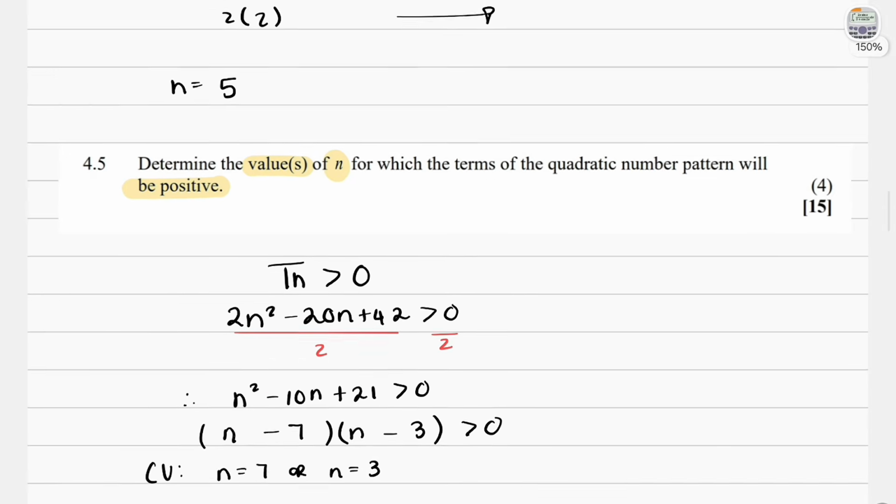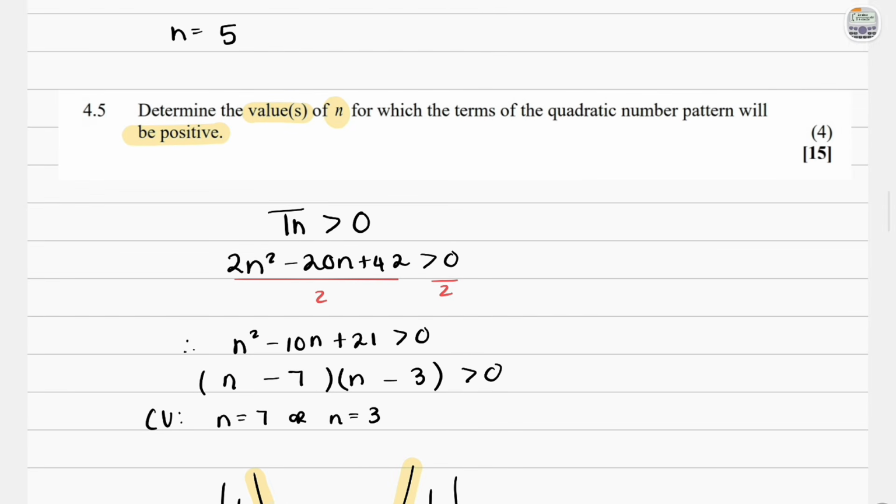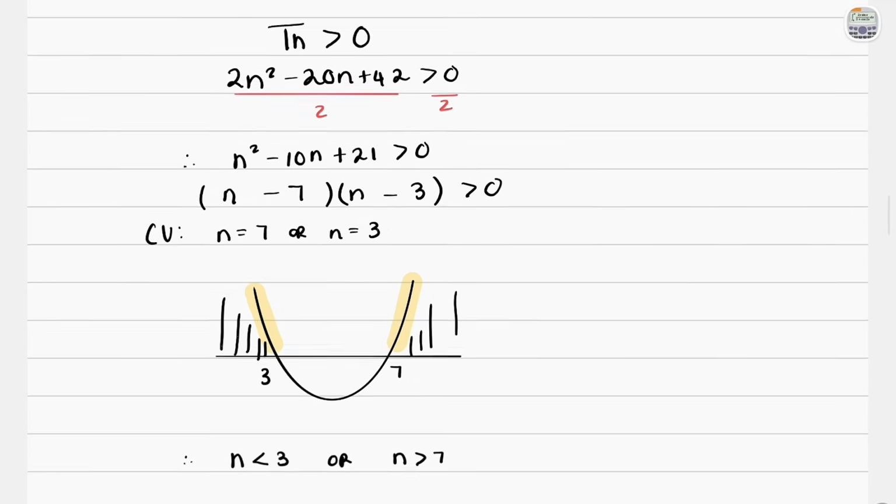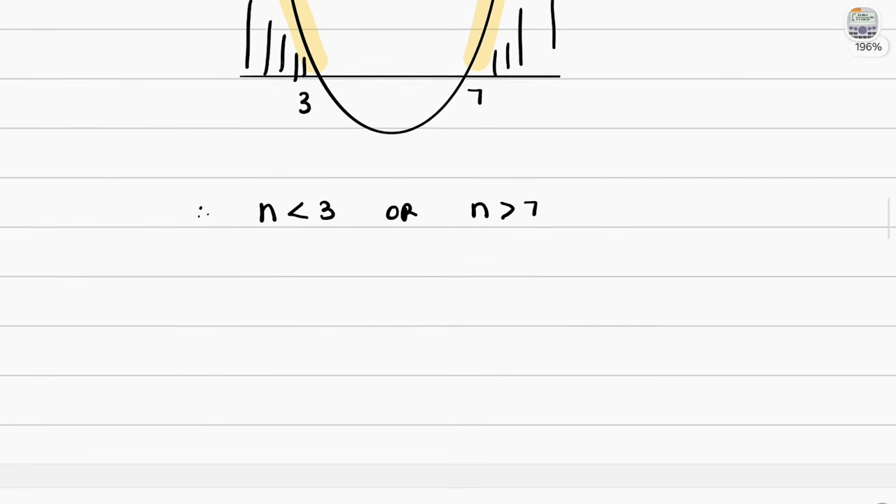But now let's just think about this logically. Because they said, determine the values of n for which this is a pattern. It's not a parabola. It's not just like we're solving for x in a parabola where we can accept all real solutions of x. This is a pattern. You can't have negative term values.